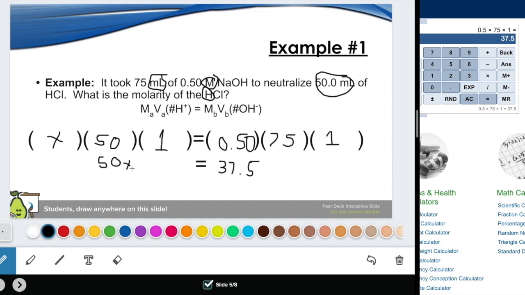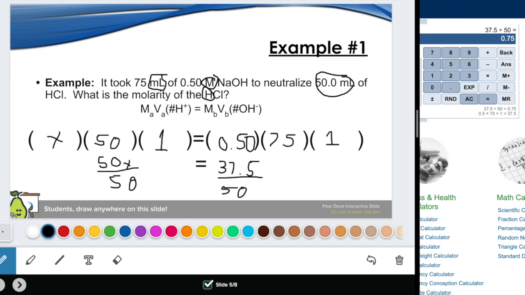And so now I have my 50x over here and I have my 37.5 over here. I need to get this x all by itself, so I'm going to divide both sides by 50. And so now I'm going to do 37.5 divided by 50, and that gives me 0.75. So my molarity, so my X, equals 0.75.